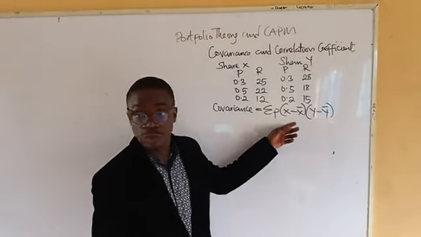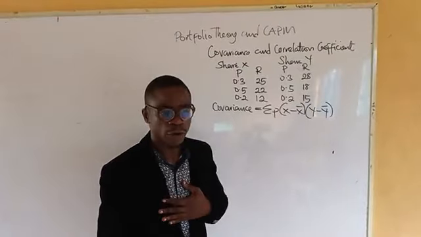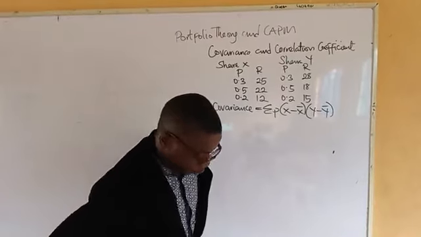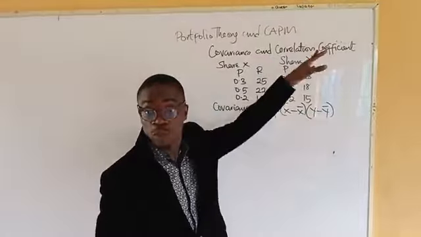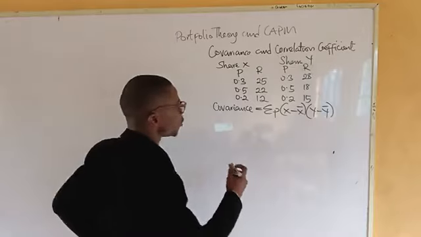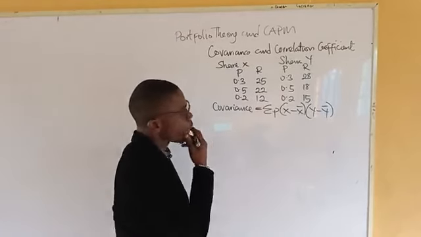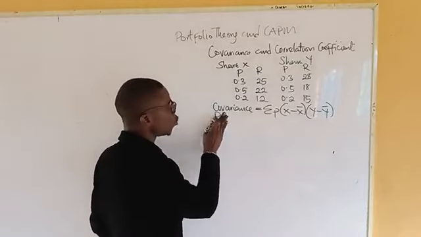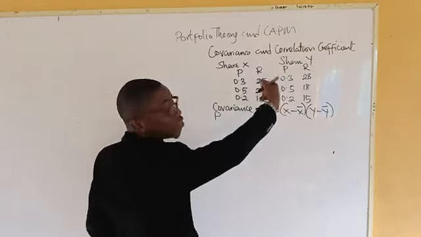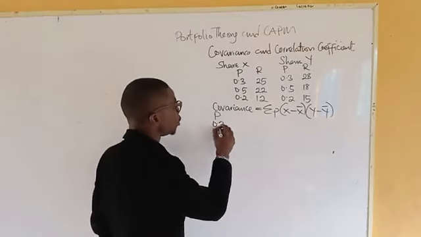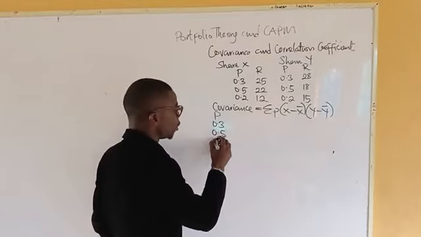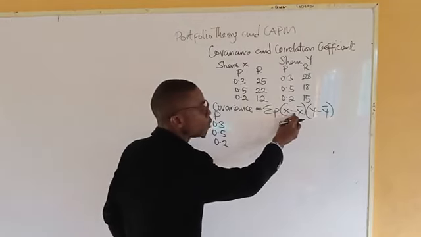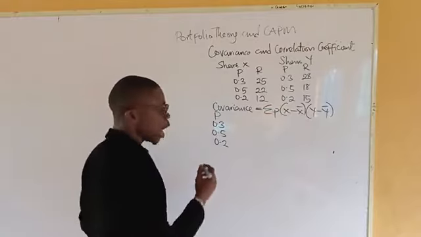Now, this is the formula, right? This is the formula that is appropriate to the question that we have been given. So let's solve it. We know that the probability distribution is the same for both, so it will give you 0.3, 0.5, 0.2. So let's solve for x minus x bar. Am I communicating?